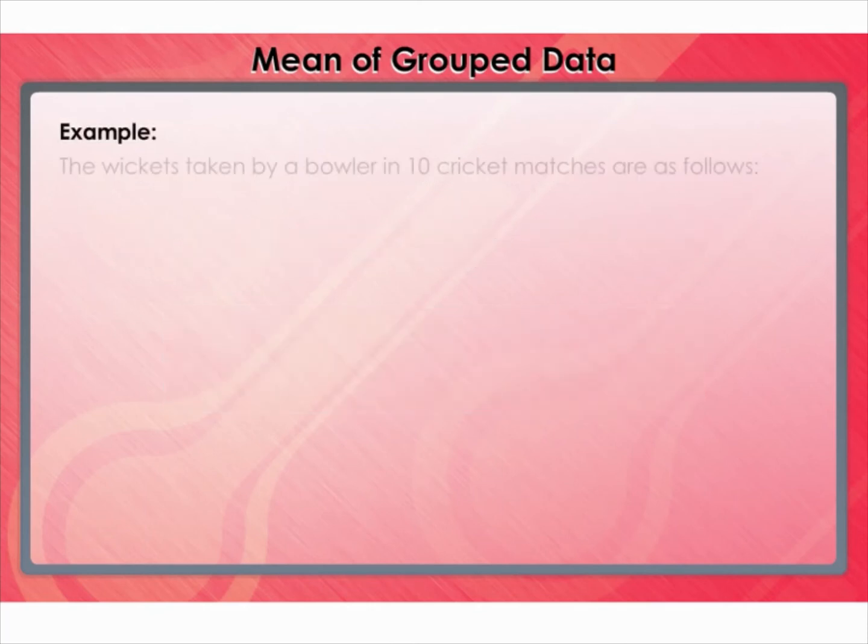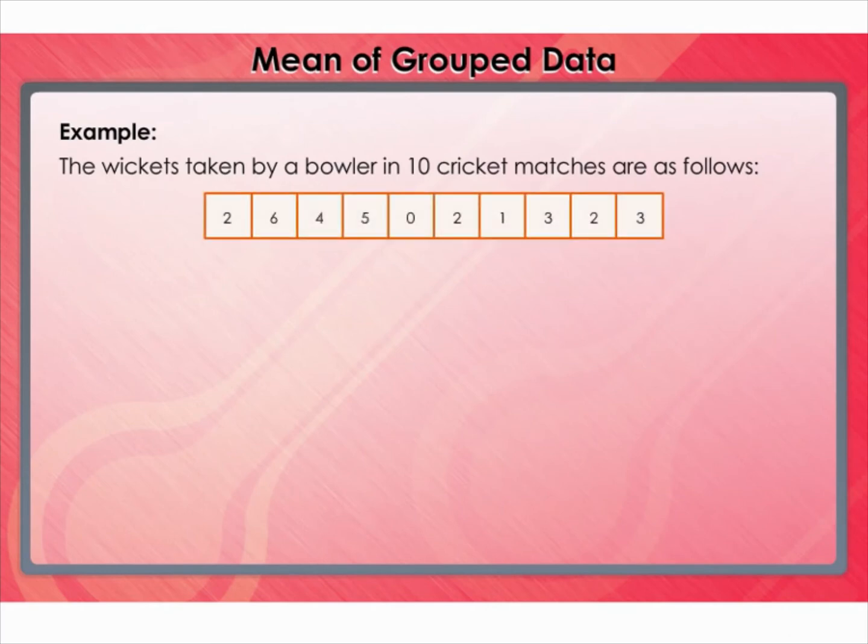Let us first recall how we found the mode for ungrouped data through the following example. The wickets taken by a bowler in 10 cricket matches are as follows. Find the mode of the data.